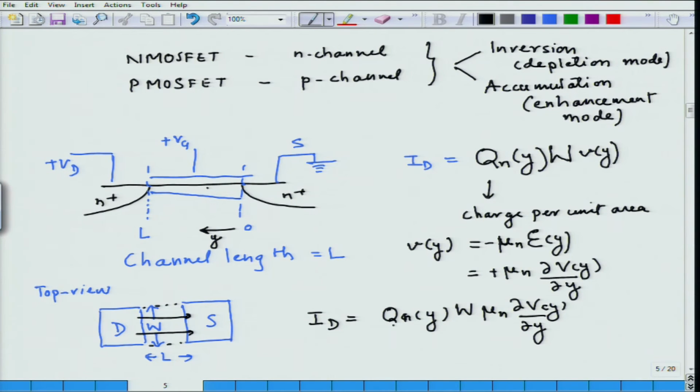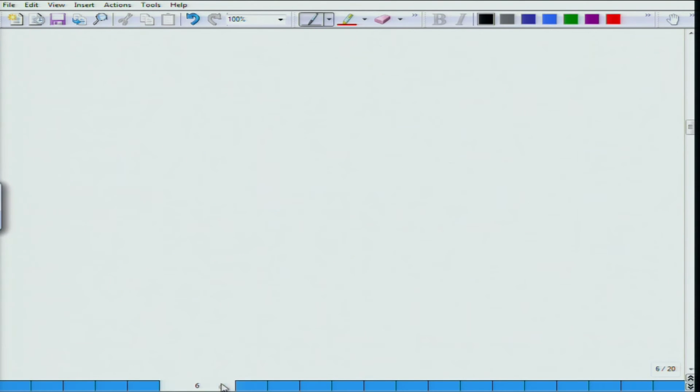Now, I need to estimate what this charge is going to be, and for that we will go back again to our MOS capacitor discussion. So, what is the charge in the channel? Charge in the channel is nothing but, due to inversion, the capacitance value for the oxide, C_ox, times the gate voltage applied minus the threshold voltage minus the voltage at point y. So, this is the charge in the channel.